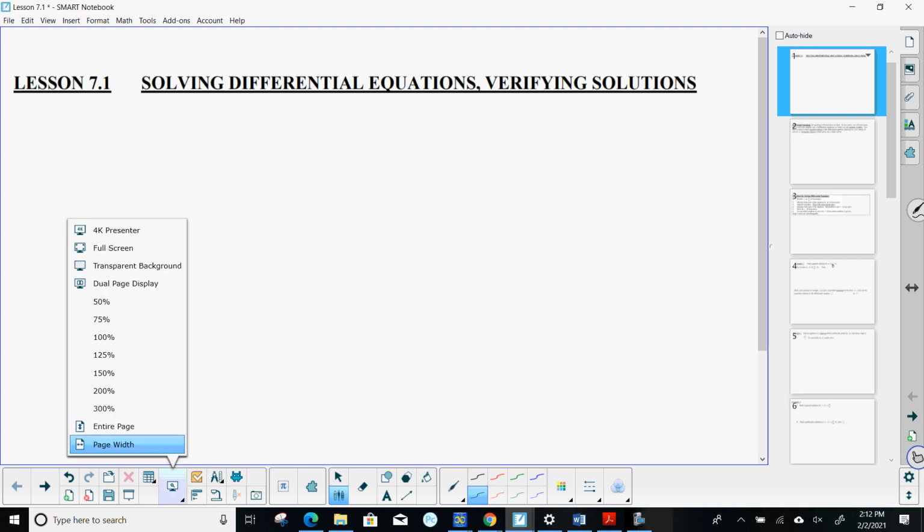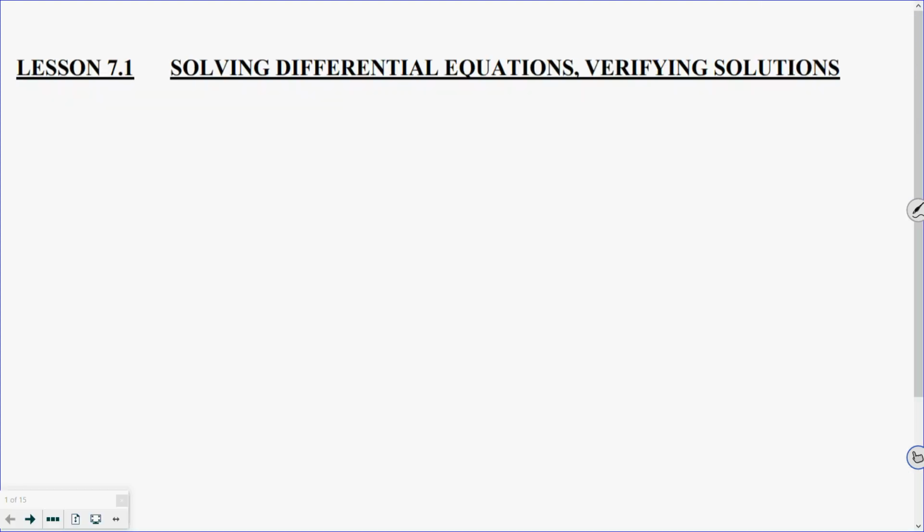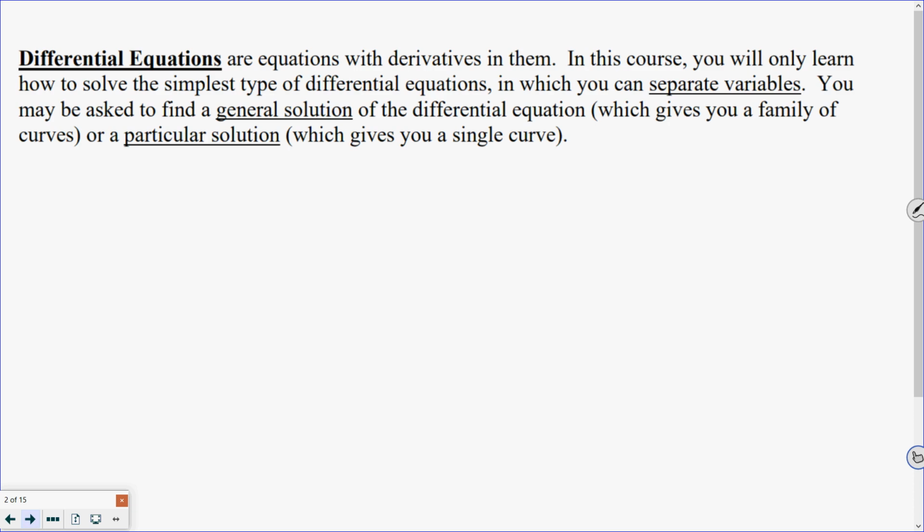So 7.1 is solving differential equations. Let's just talk about what a differential equation is first. A differential equation is an equation that has a derivative in it. In this course, we're only going to work with a certain type. And the type of equations we're going to solve, you can always solve by separating the variables.